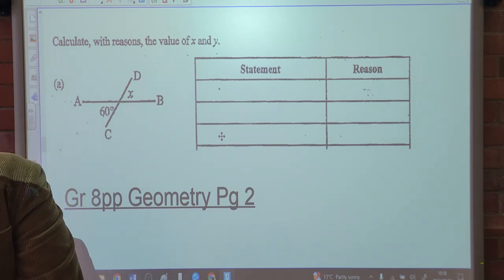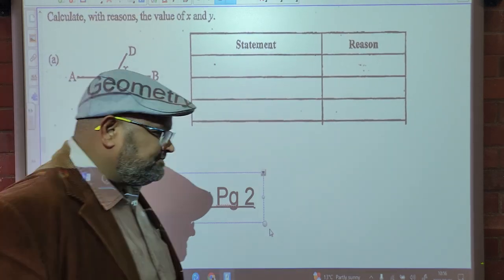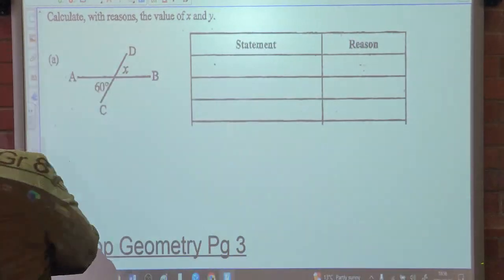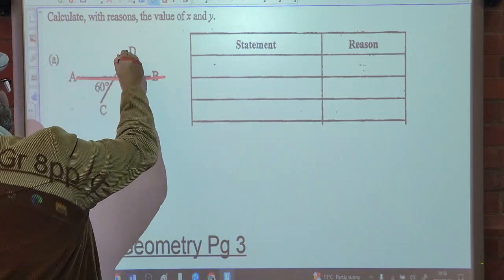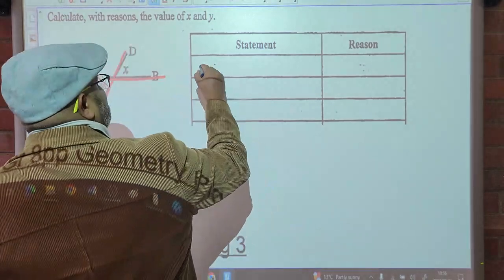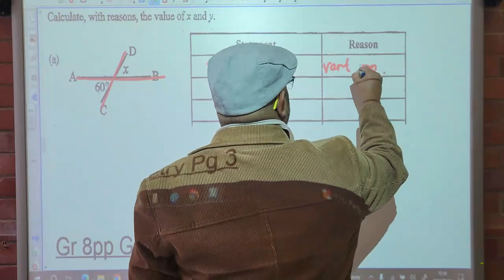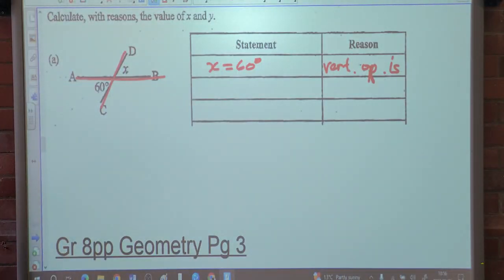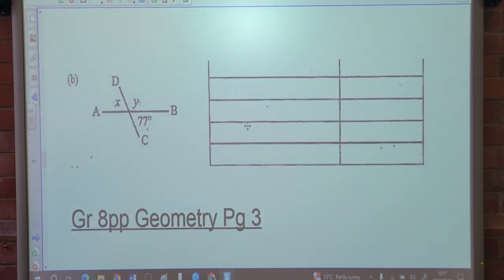We're on the next page now. Let's go to page 3. Geometry page 3. Calculate with reason the value of x and y. The first diagram, there's only an x. So vertically opposite angles are equal. Vertically opposite angle. You all agree with that? Aisha's yawning already. She's saying it's boring.